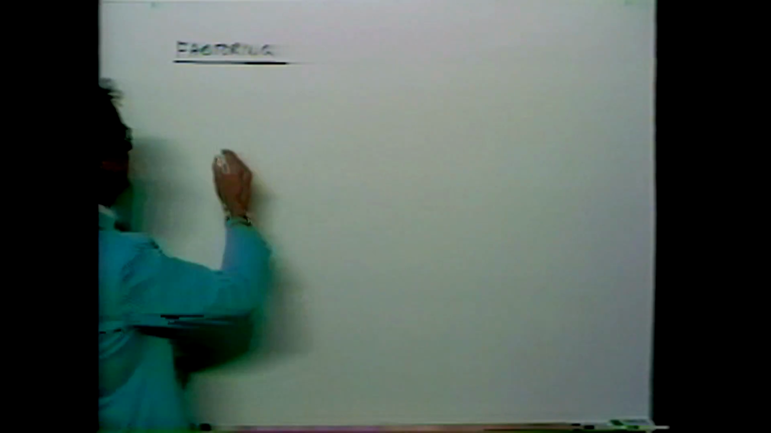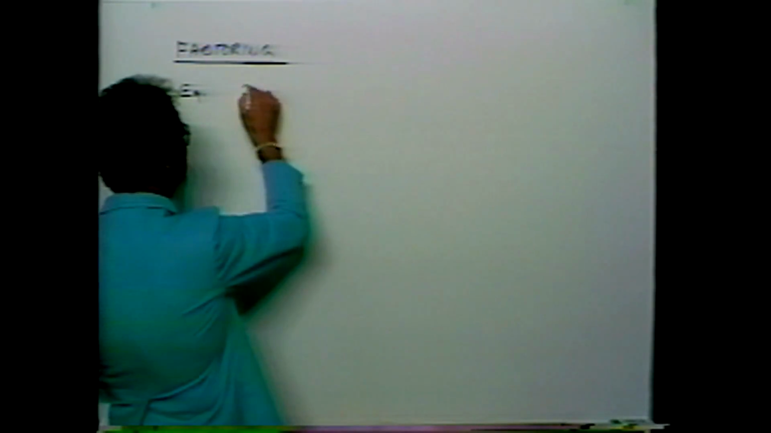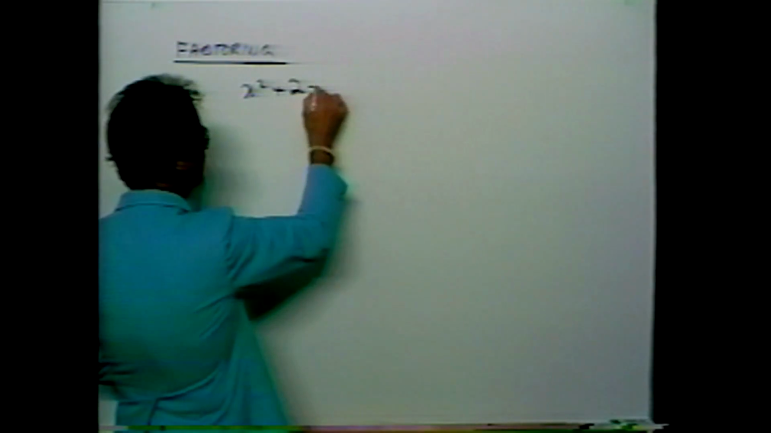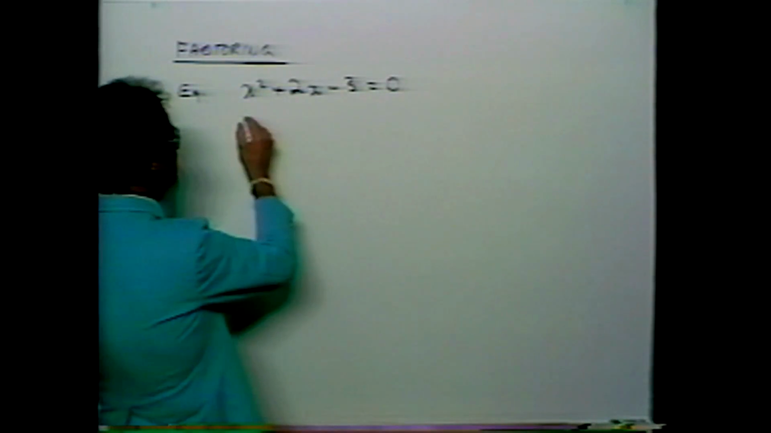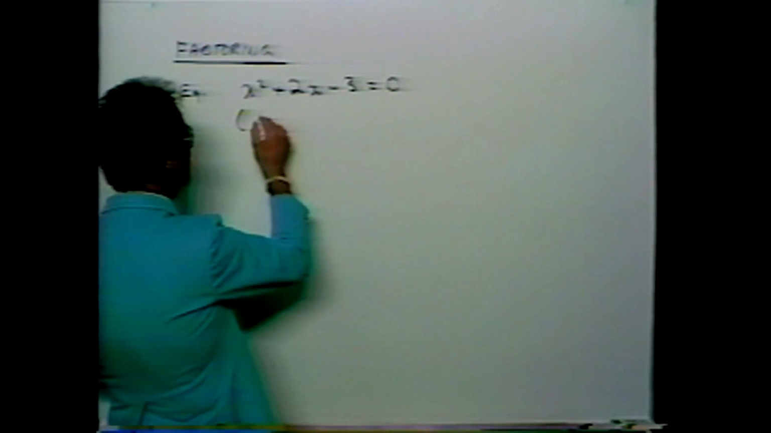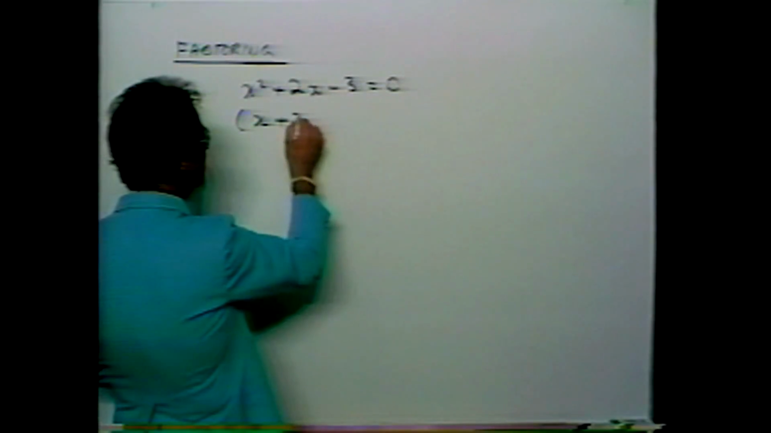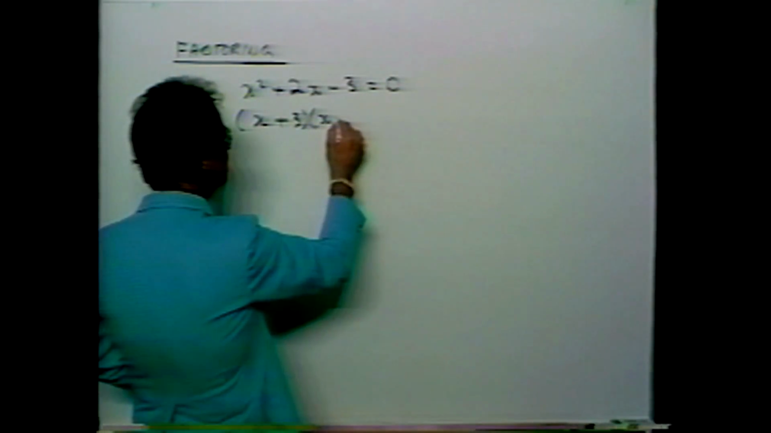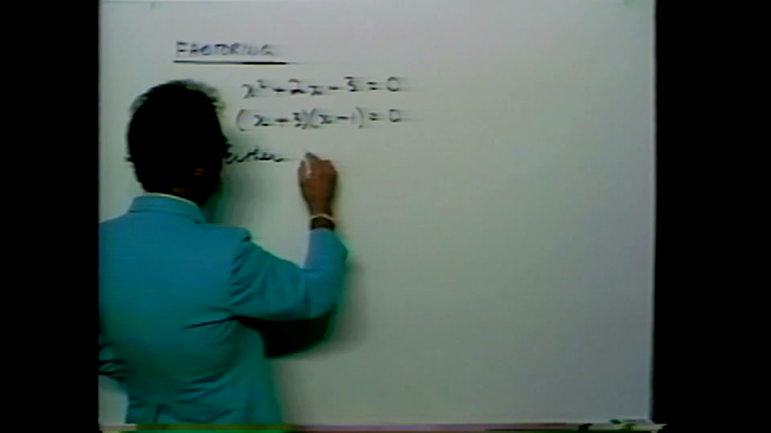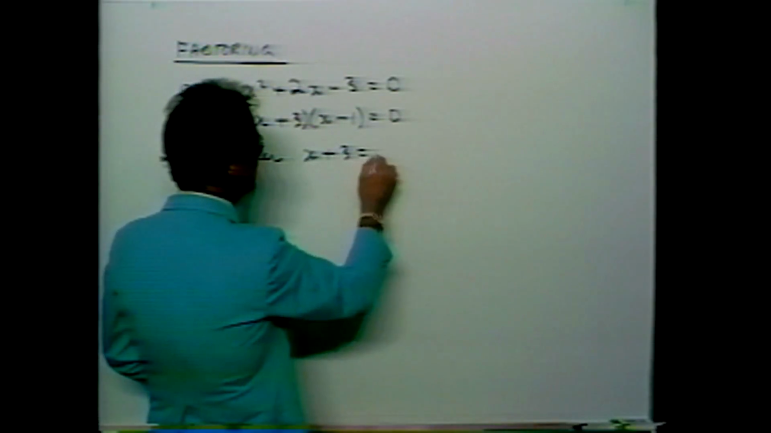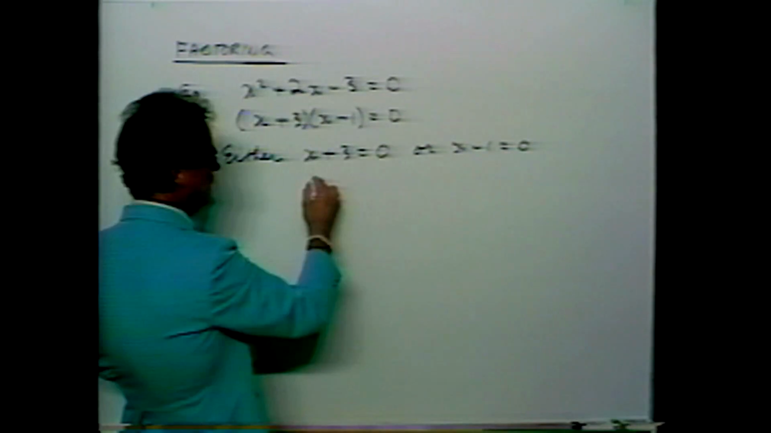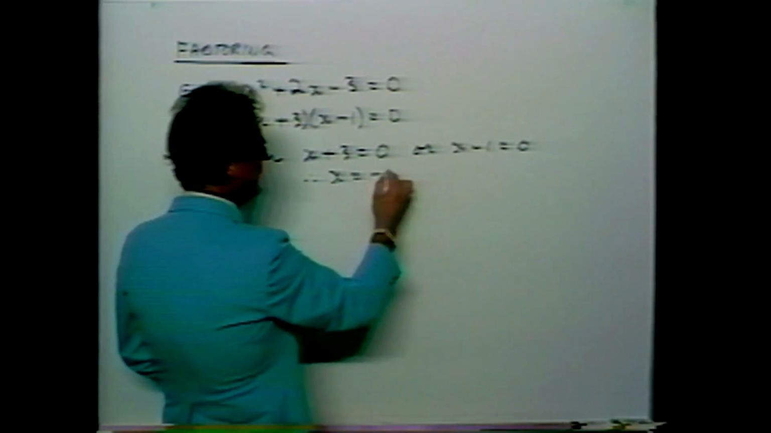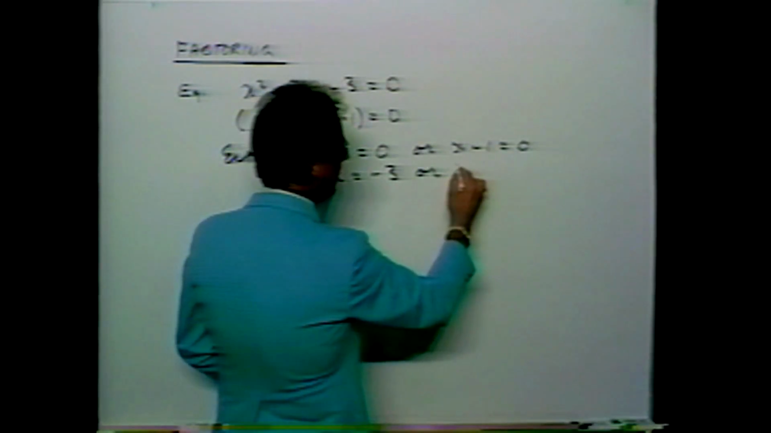Here is another example. X squared plus 2x minus 3 equals 0. The factors of this trinomial, or of this quadratic, are x plus 3 times x minus 1. Then either x plus 3 equals 0 or x minus 1 equals 0. Therefore, x equals minus 3 or plus 1.